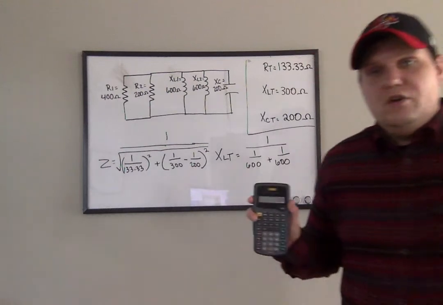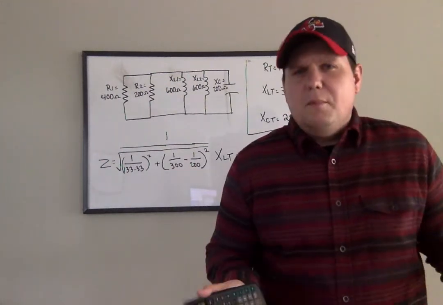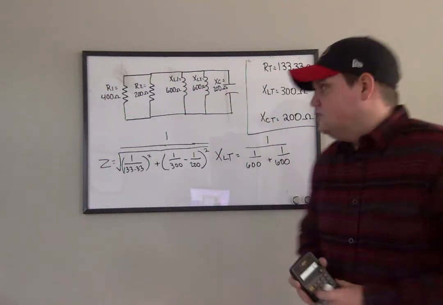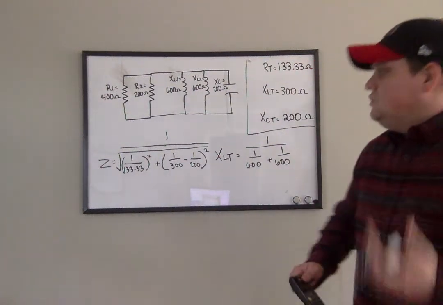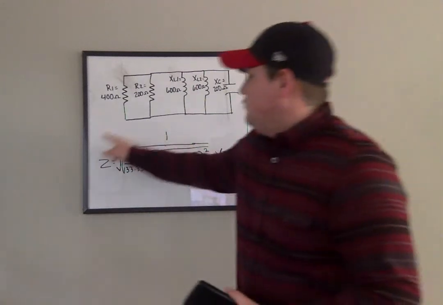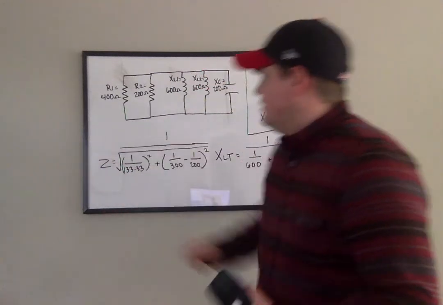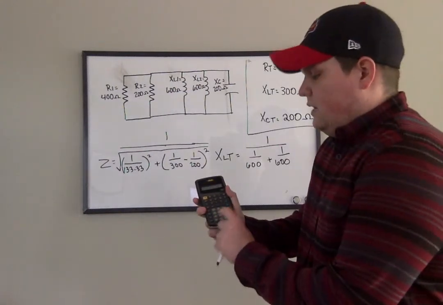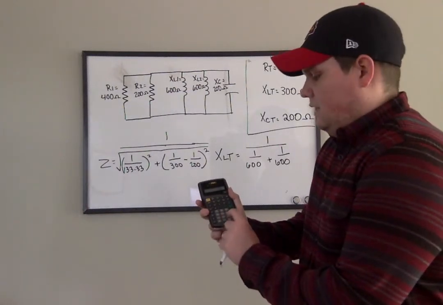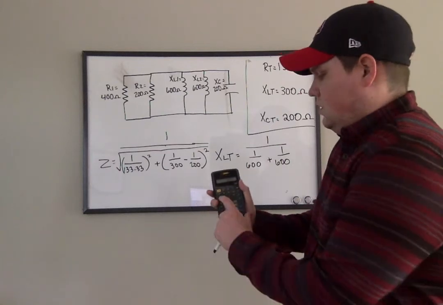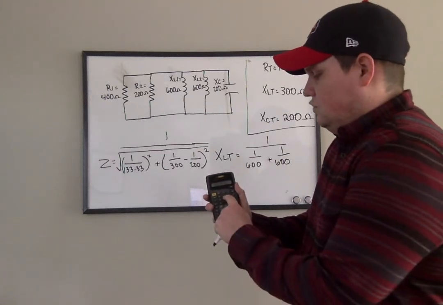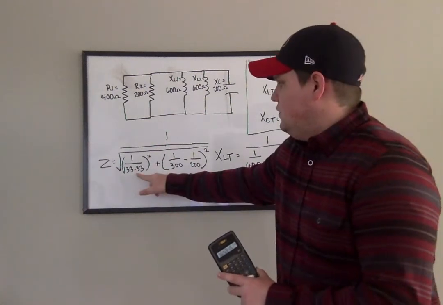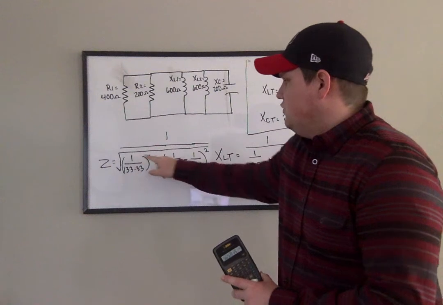But for now, I'm going to show you on the TI-30XA because I think a lot of people have this, since this is the one we recommended at the beginning of the semester. So, to find Z, I'm going to start out with 133.33, 1 over, squared. Okay? So again, that was 133.33, 1 over, squared.